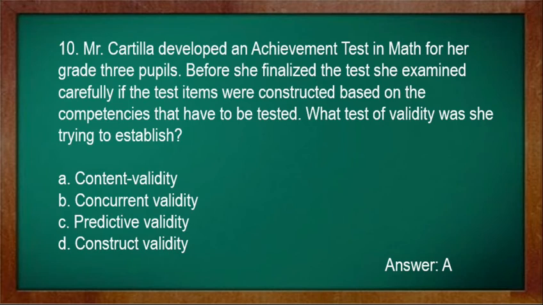Number 10. Mr. Cartilla developed an achievement test in math for her grade 3 pupils. Before she finalized the test, she examined carefully if the test items were constructed based on the competencies that have to be tested. What test of validity was she trying to establish? A. Content validity. B. Concurrent validity. C. Predictive validity. D. Construct validity. Answer: A.